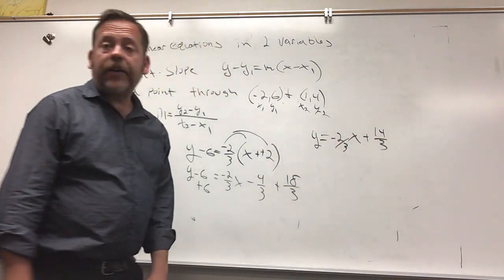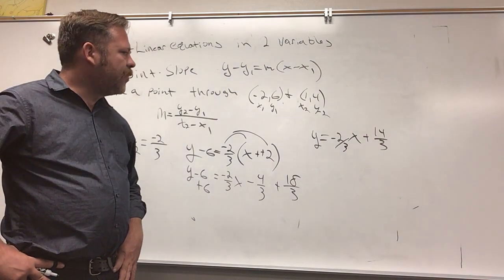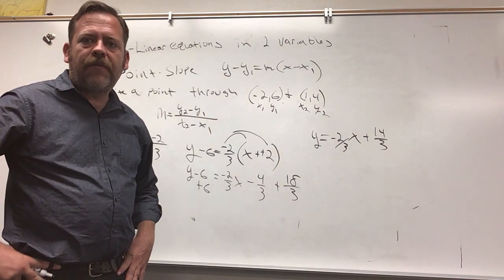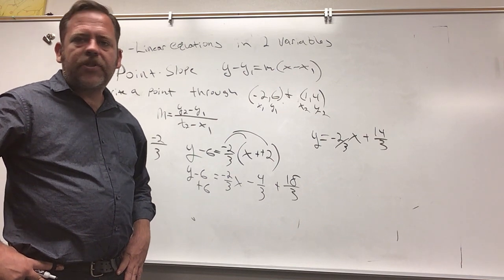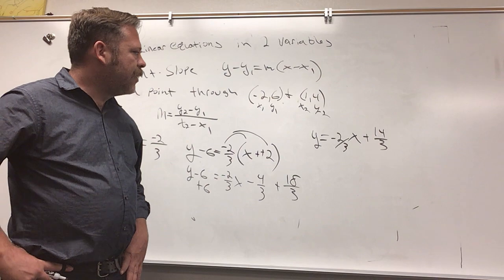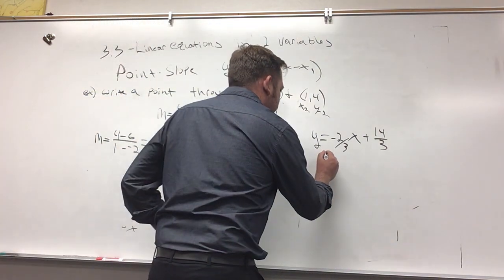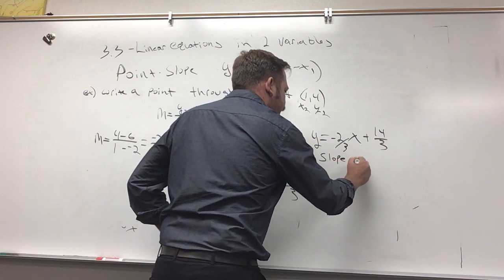This is great for graphing. Let's put that in standard form. This one looks like it's going to be easier to graph in standard form because of the fractional y-intercept. So let's go ahead and put that in standard form. How can I do that? What if I multiplied everything by 3? Before I do that, let's label that this is slope-intercept.